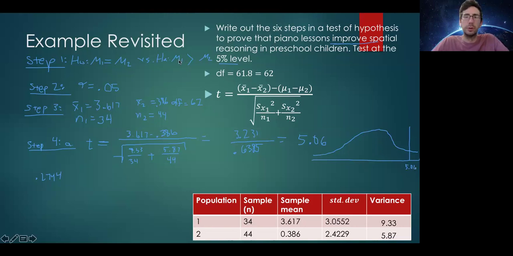And we want to go back to step A. We see we have a greater than sign. So our nickname for our test when we have a greater than sign in our alternate hypothesis is a right-tailed test. So we want to find the area under the curve to the right of 5.06 on our t distribution with 62 degrees of freedom. So we can do this on our calculator.